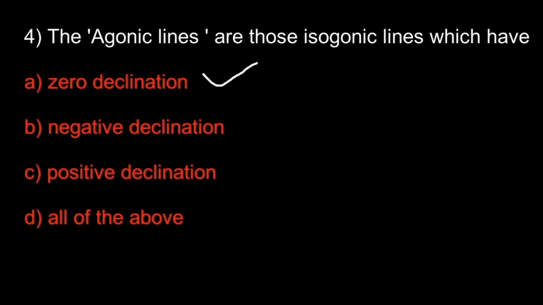What is an isogonic line? Isogonic lines are lines on the Earth's surface along which the declination has the same constant value, and the lines along which the declination is zero are called agonic lines.